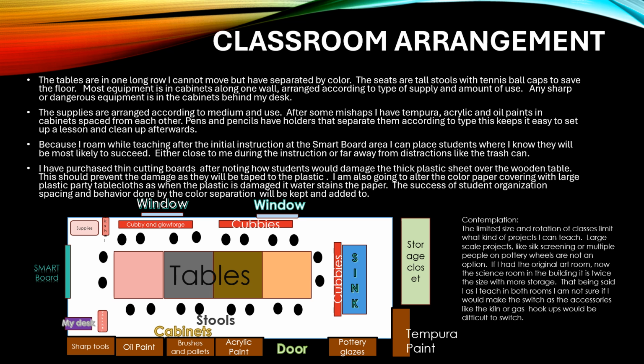I have purchased thin cutting boards after noting how students would damage the thick plastic sheet over the wooden table. This should prevent the damage as they will be taped to the plastic. I am also going to alter the color paper covering with large plastic party tablecloths, as when the plastic is damaged, it water stains the paper.